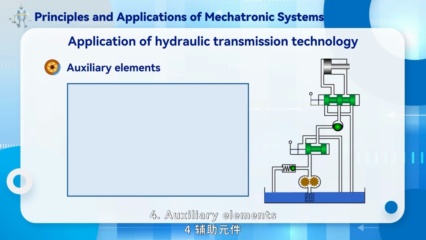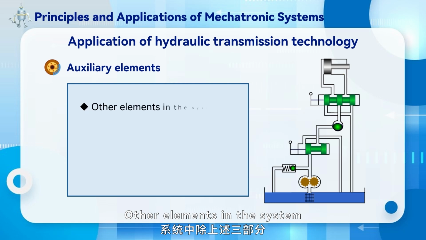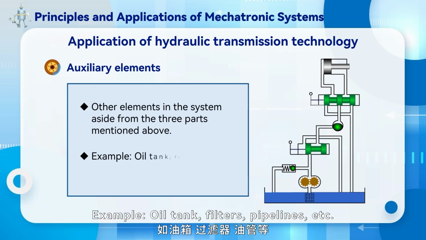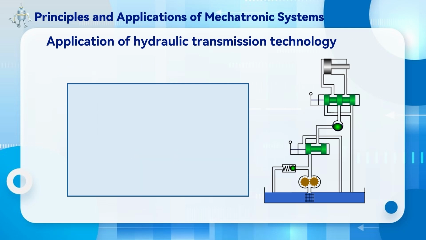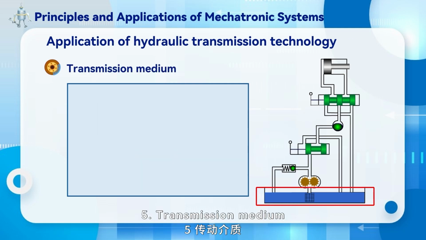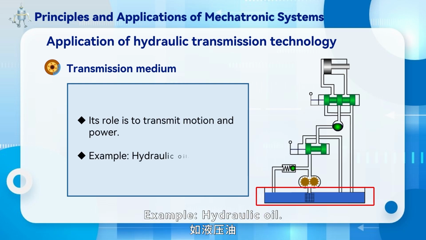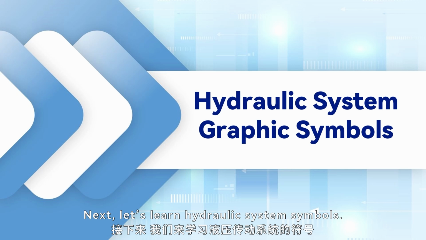4. Auxiliary elements. Other elements in the system aside from the 3 parts mentioned above. Example: oil tank, filters, pipelines, etc. 5. Transmission medium. Its role is to transmit motion and power. Example: hydraulic oil.